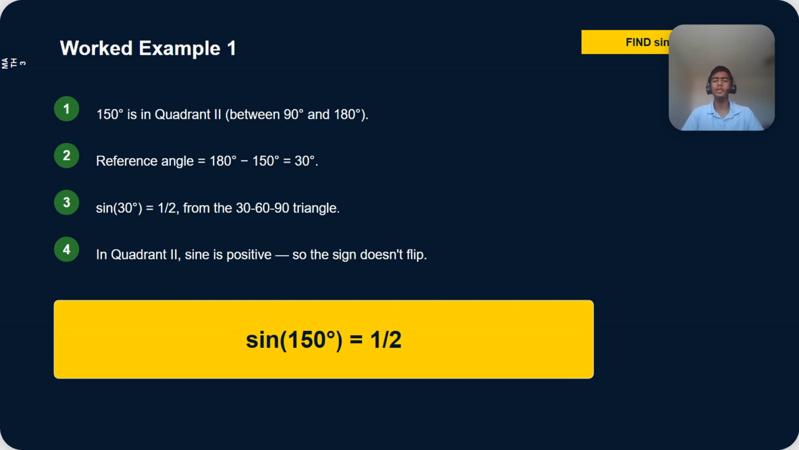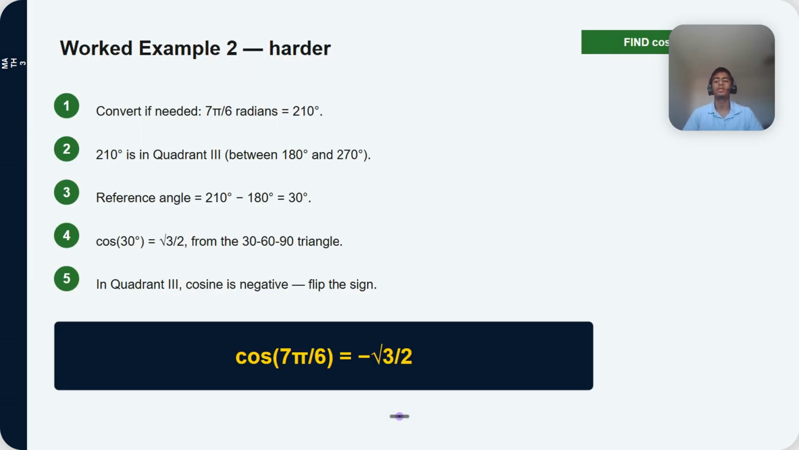Let's find the sine of 150 degrees. First, where is 150 degrees? It's in quadrant 2, between 90 and 180. Second, the reference angle. The distance to the x-axis is 180 minus 150, which is 30 degrees. Third, sine of 30 is 1 half, straight from the 30, 60, 90 triangle. Last step, the sign. In quadrant 2, sine is still positive, so nothing flips. Sine of 150 degrees equals 1 half.